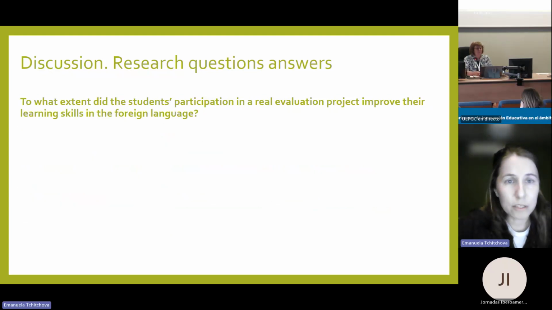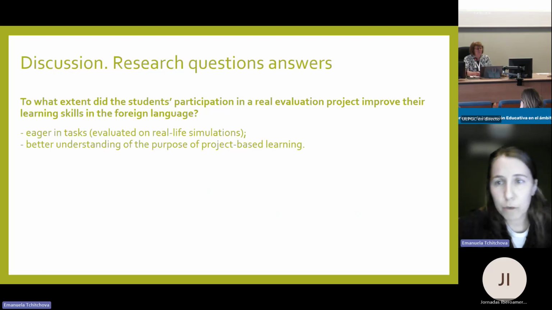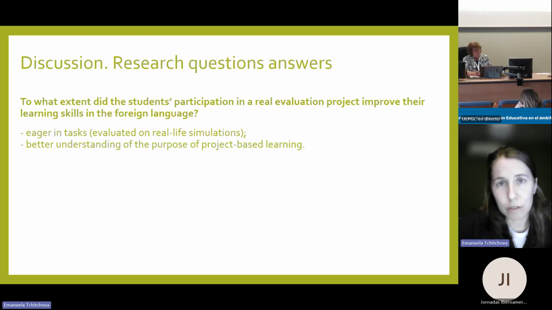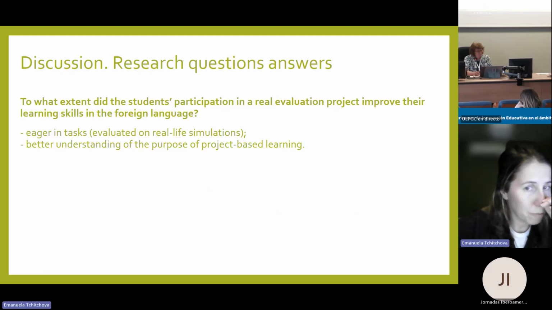To what extent did the students' participation in a real evaluation project improve their learning skills? They were very much more eager in the tasks that they normally had to do in French class. As they are evaluated on real-life simulations, they knew already what this entailed because they had worked on this kind of tasks with the high school students. And they had a better understanding of the purpose of project-based learning.